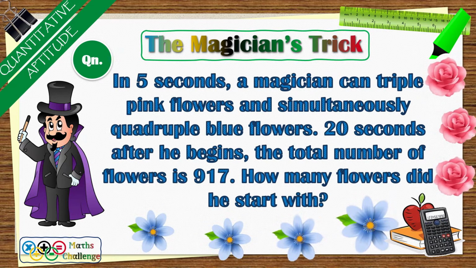Today's challenge is based on a magician's trick. Suppose in 5 seconds a magician can triple pink flowers and simultaneously quadruple blue flowers. 20 seconds after he begins, the total number of flowers is 917. Can you tell us how many flowers he started with?